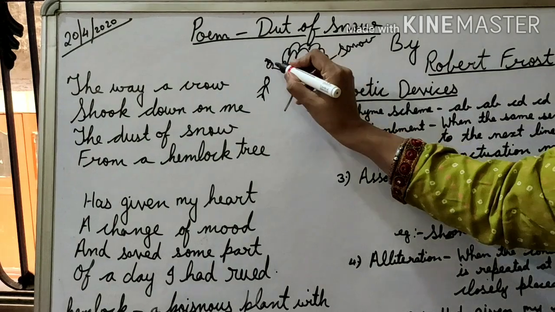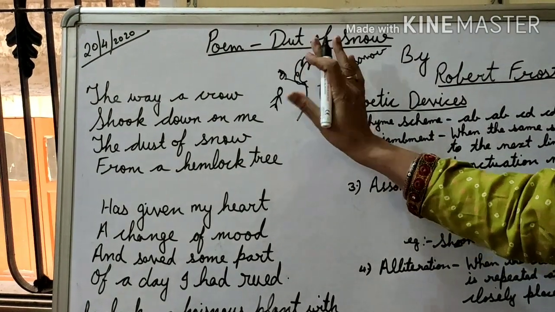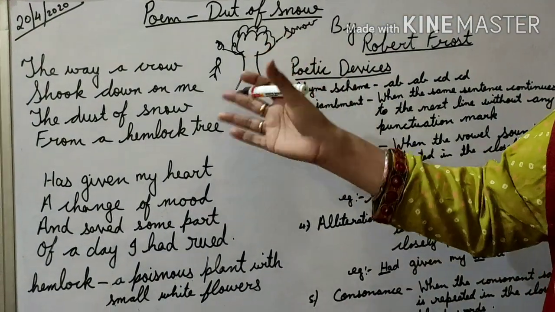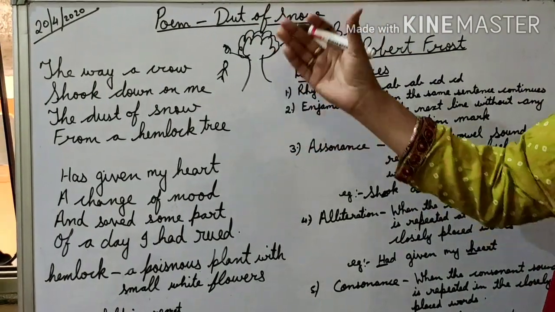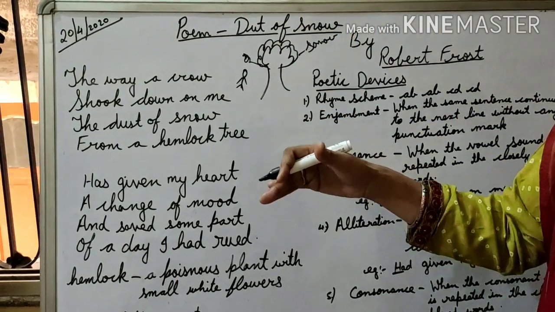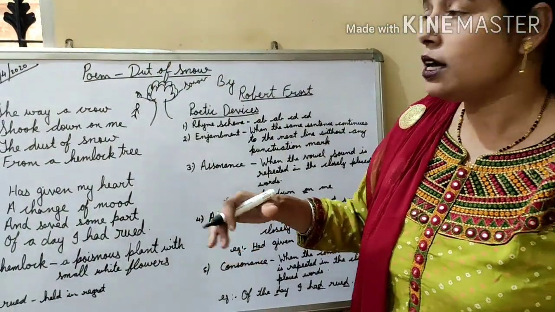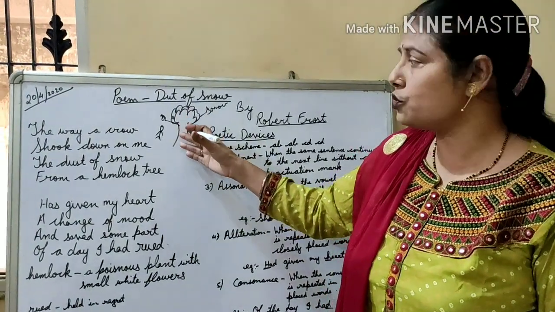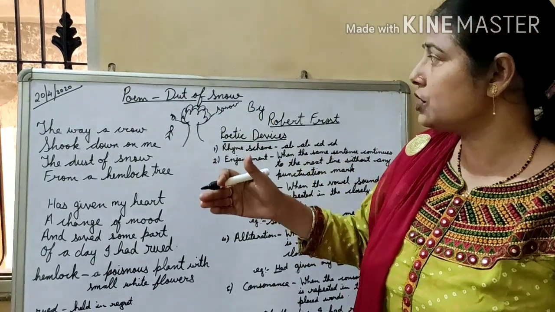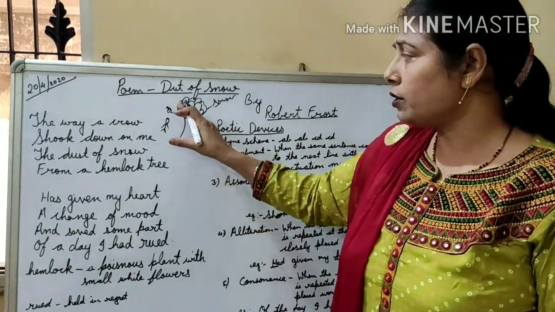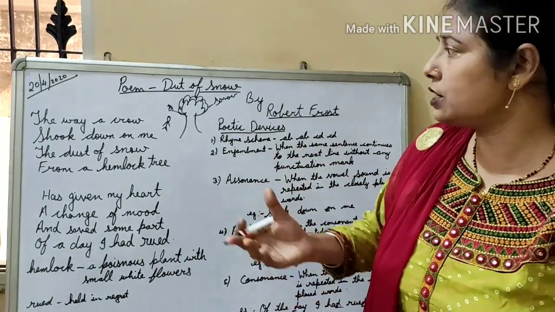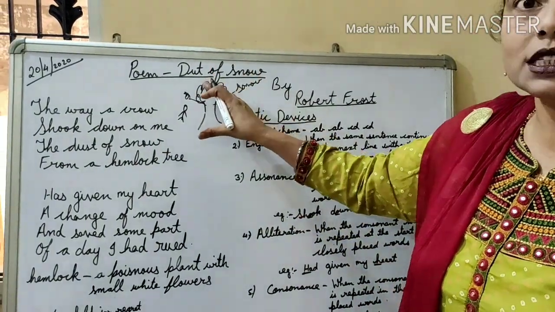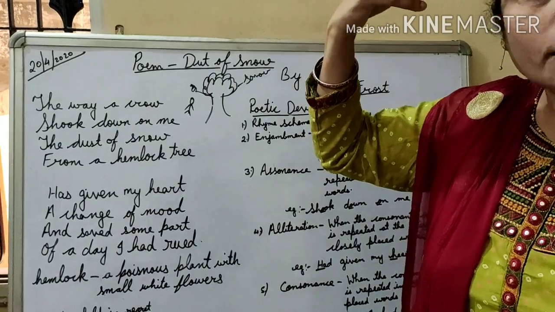And when the crow comes and sits on the branch, the movement of the crow is not specified. It is not given anywhere whether the branch shook because the crow sat, and then the snow fell, or the crow was flying away, and then the snow fell. But it has been given that when the crow came and sat on that branch of the hemlock tree, the poet was standing under the branch, and as it moved, it shook down on me the dust of snow. The dust of snow means the snow particles from this hemlock tree fell on the poet's head.